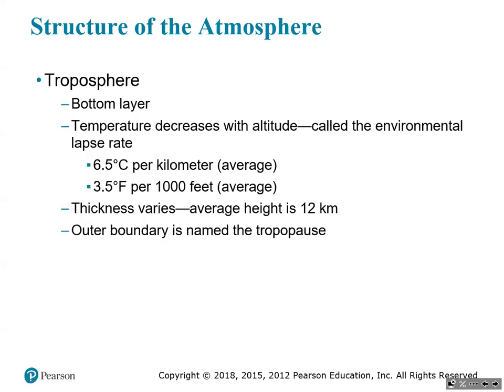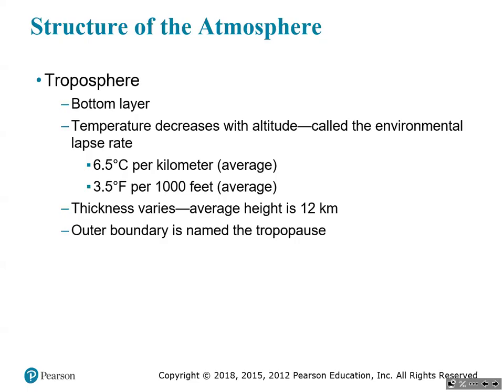So the bottom layer of the atmosphere is called the troposphere. The troposphere is defined by the fact that the temperature decreases with altitude. This is called the environmental lapse rate. It's about 6.5 degrees Celsius per kilometer, or 3.5 degrees Fahrenheit per 1,000 feet. That's the average. It varies from place to place. The thickness of the troposphere varies. It's generally about 12 kilometers. And the outer boundary of the troposphere is called the tropopause, because it's the end of the troposphere.